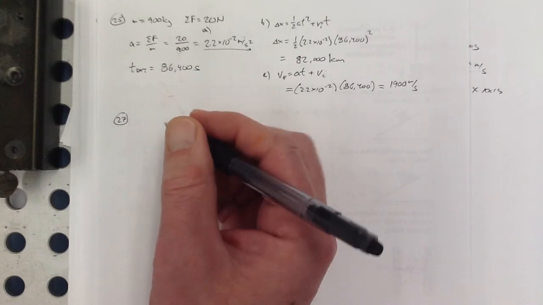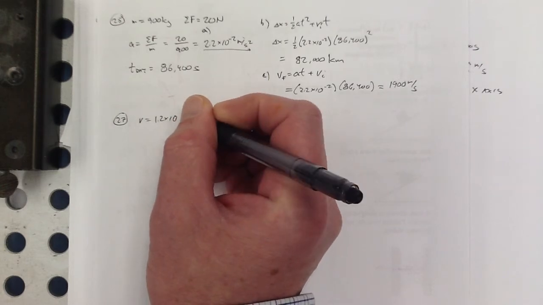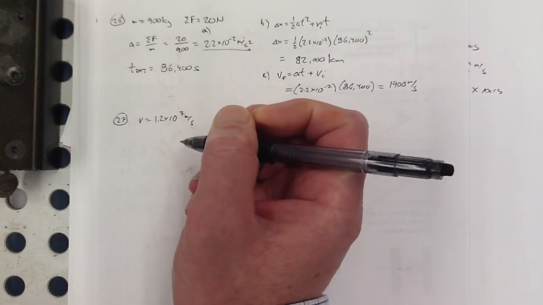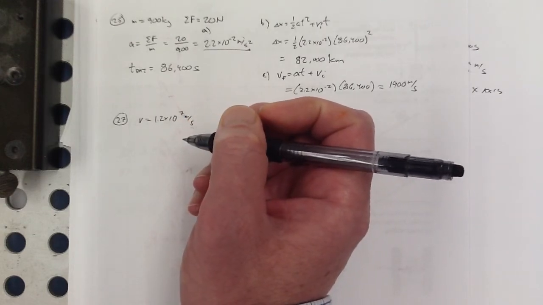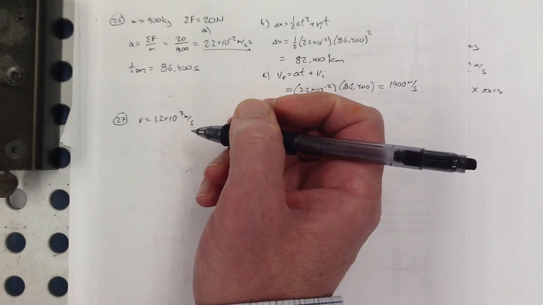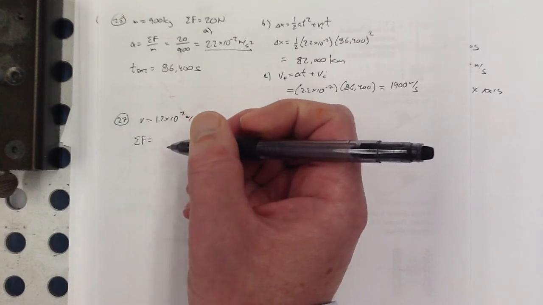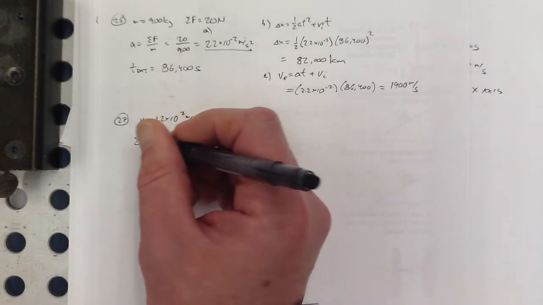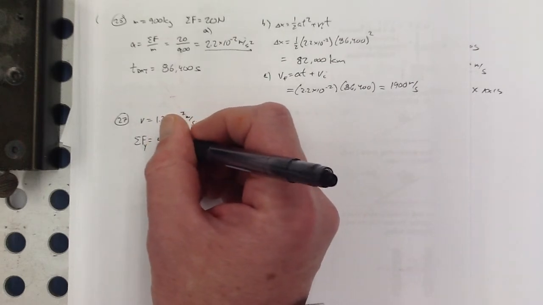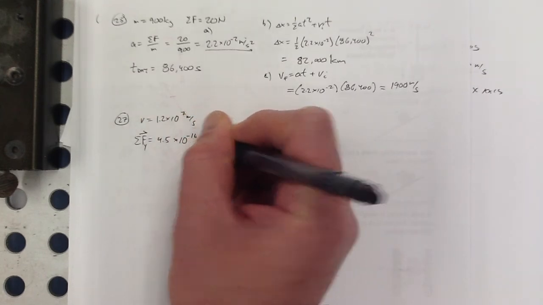An electron with a speed of 1.2 times 10 to the 7th meters per second moves horizontally into a region where a constant vertical force of 4.5 times 10 to the negative 16 newtons acts on it. So it's a vertical force of 4.5 times 10 to the negative 16 newtons.